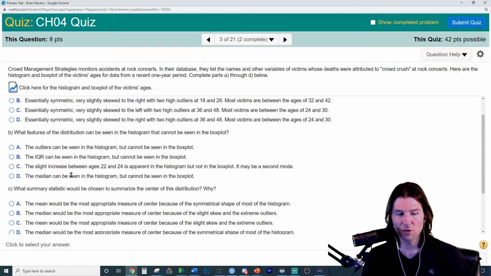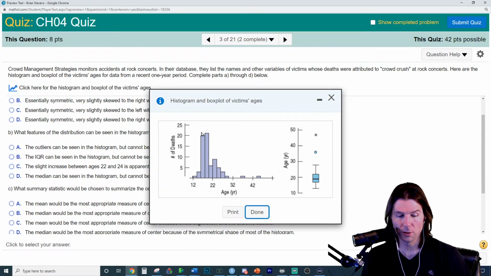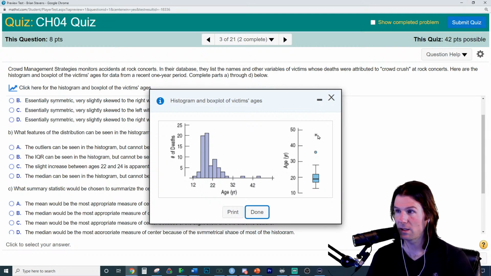What features of the data can be seen in the histogram that can't be seen in the box plot? So the histogram is going to show shape better. Histogram always shows shape. Box plot shows the 5-number summary: the min, the Q1, the median, the Q3, and the max. This is just where the outlier begins. This is not the maximum because there are values beyond that.